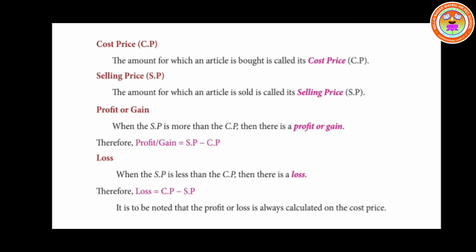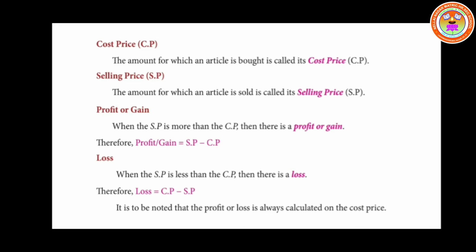Next, profit or gain. You can say it as a profit or a gain when the selling price is more than the cost price. For example, you went to a shop and bought 1 kg of apples for 100 rupees. That is the cost price. The same 1 kg of apples you have sold for 120 rupees, that is the selling price. Now the selling price is more than the cost price.